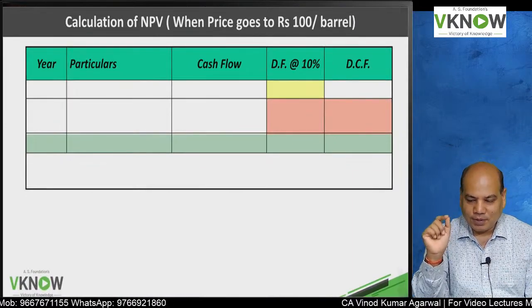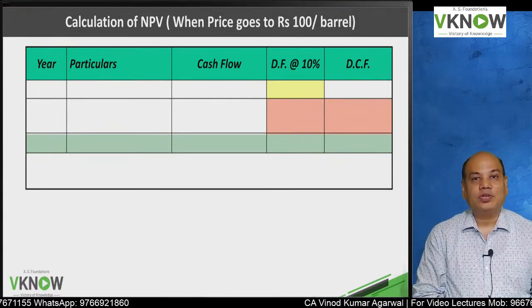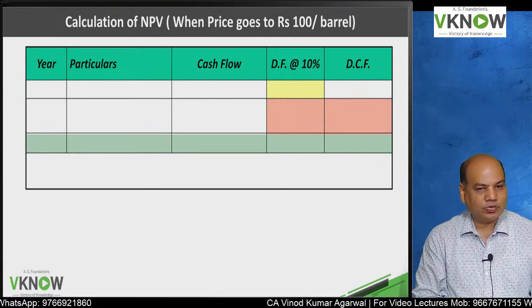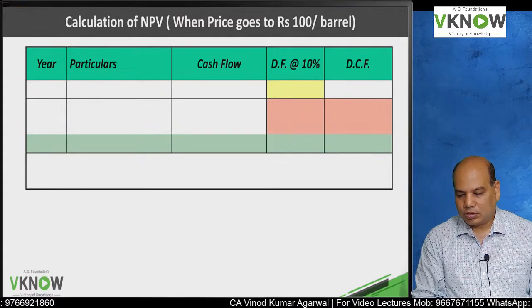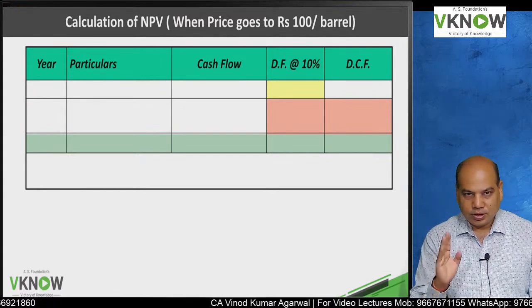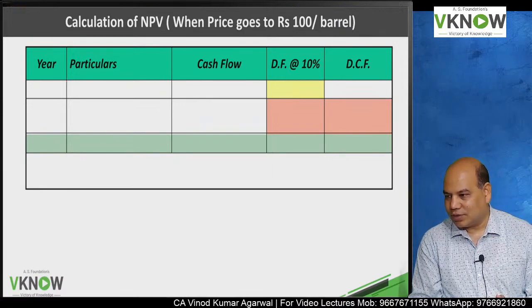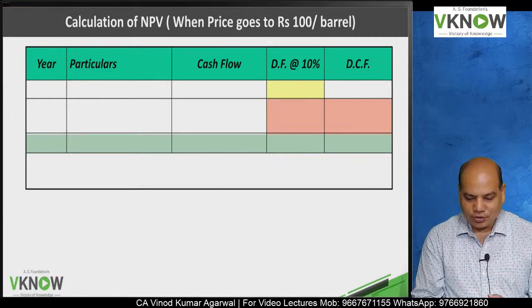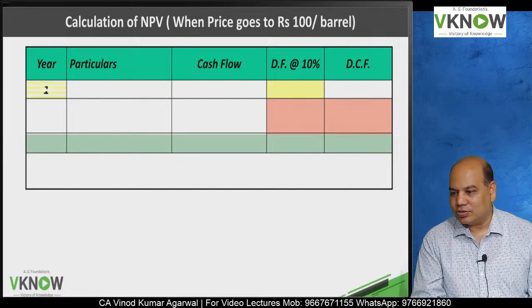Situation 2, when price goes to rupees 100 per barrel. Same format. Year, particulars, cash flow, discounting factor, DCF. Now you can do it yourself also. Same calculation, only numbers will change.